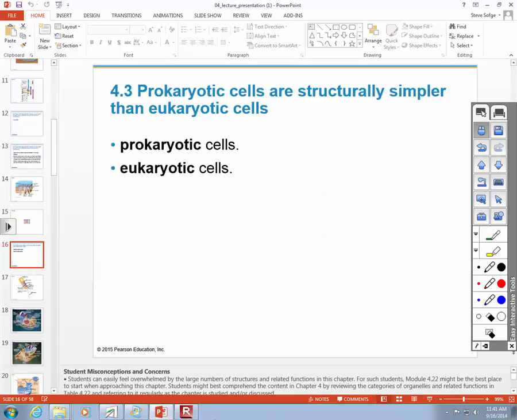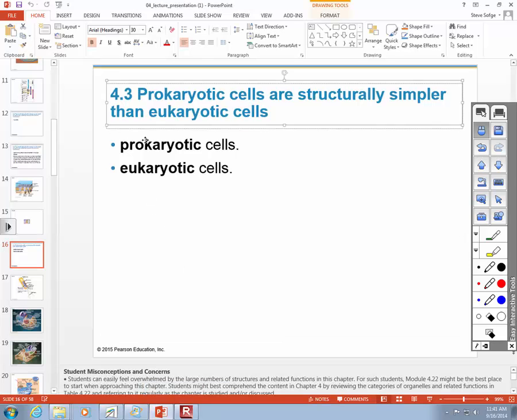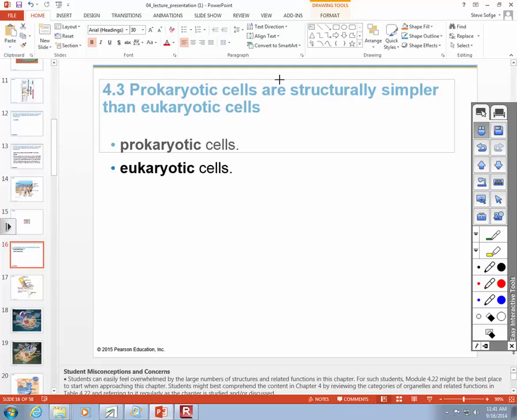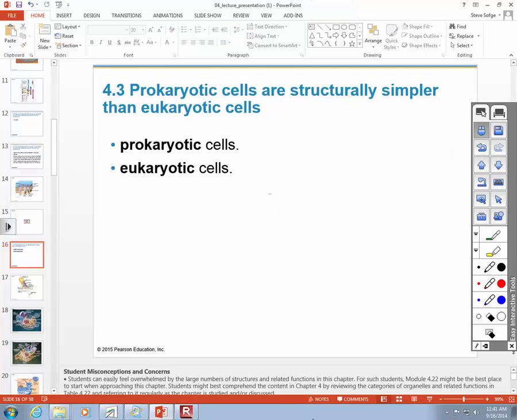Okay, we only have two cell types on planet Earth. The whole Earth, everywhere on Earth, there are only two types of cells, prokaryotic and eukaryotic. The pro means before in Latin. So, in Latin it means before.